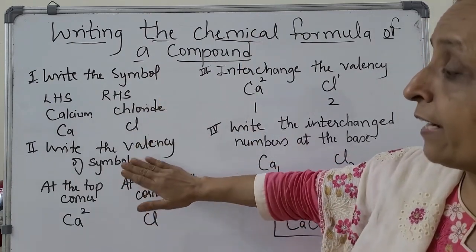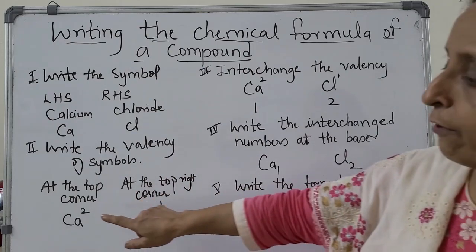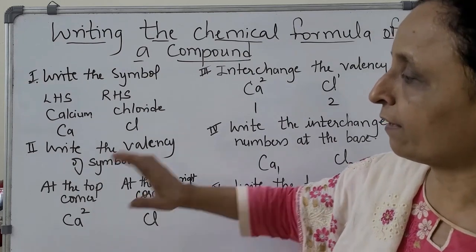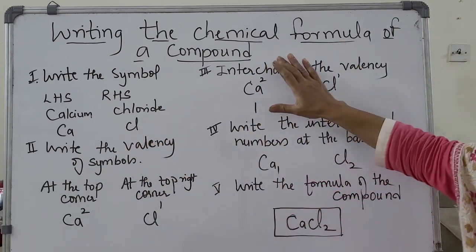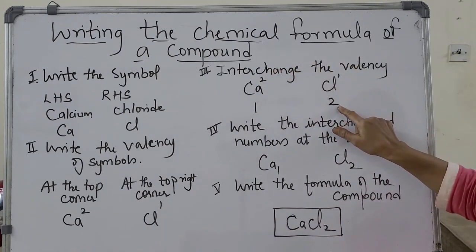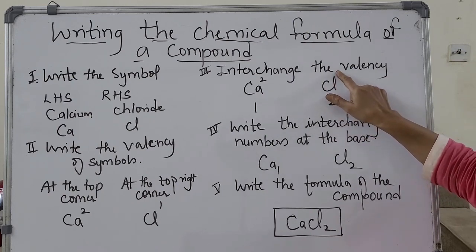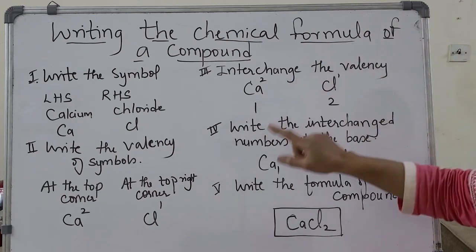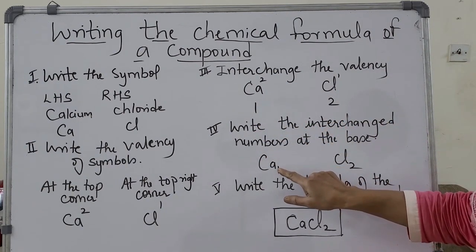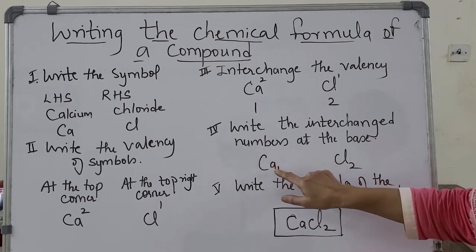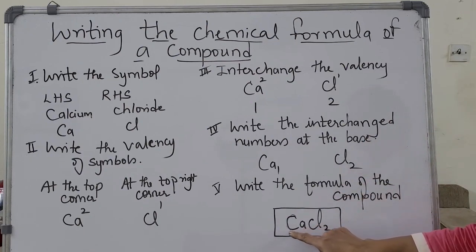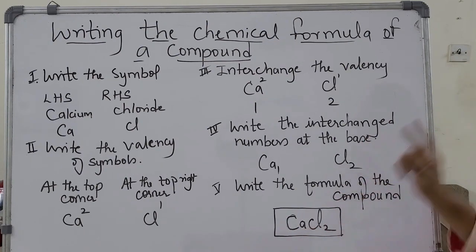Next step, write the valencies of the symbols. Now the valency of calcium is 2, chlorine is 1. Write the valency correctly. That is the second step. Third step, interchange the valencies. The valency of calcium, 2, goes to the chlorine. The valency of chlorine, 1, goes to the calcium. Now write the interchanged number at the base. Whatever number you have changed, write at the base. So calcium you get 1, chlorine you get 2. Now the formula of the compound has been formed: CaCl2.